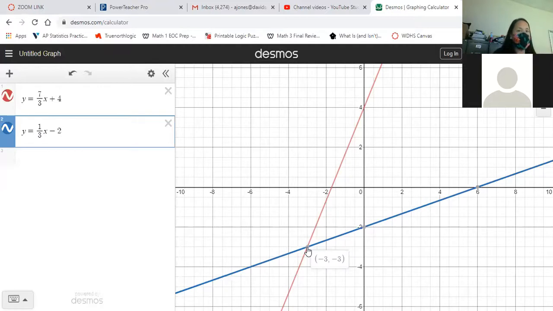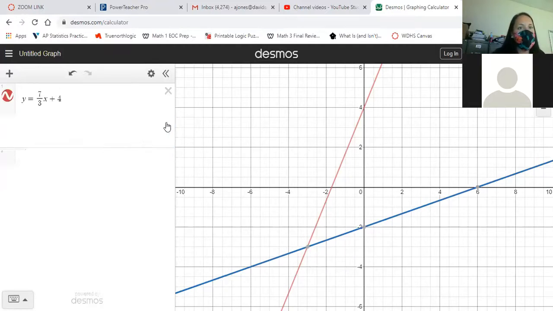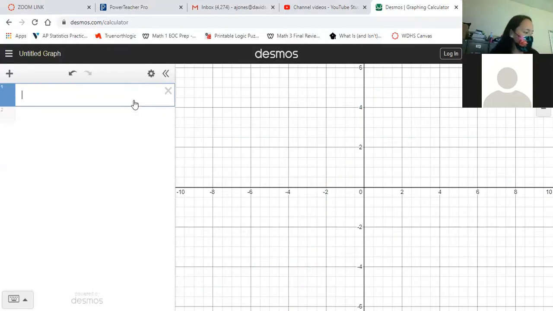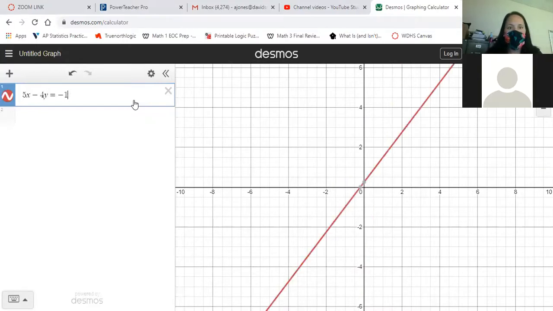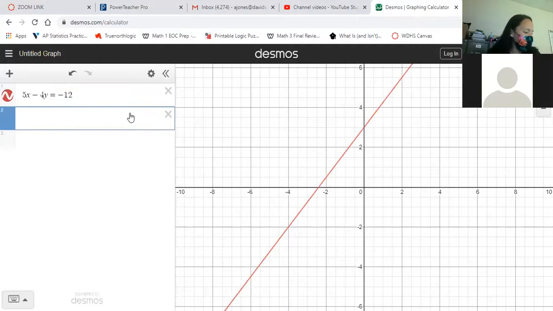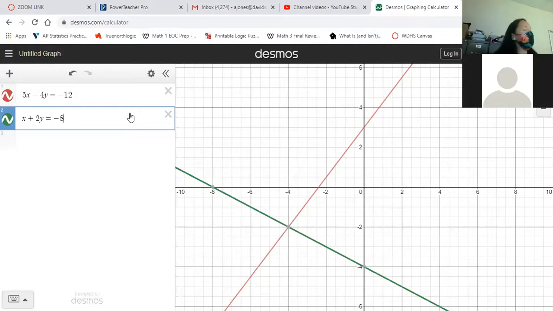that's the only other one graphing we haven't done. We can do that as well. We don't have to do anything. That's the beauty of Desmos. 5x minus 4y equals -12. There's that equation. X plus 2y equals -8. There's that equation. And then we just go to where they cross. -4, -2.